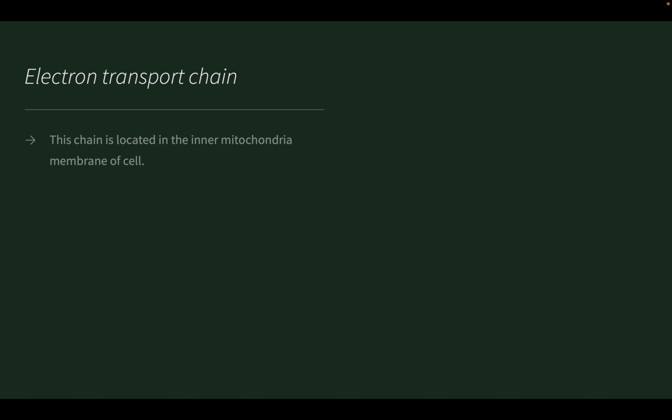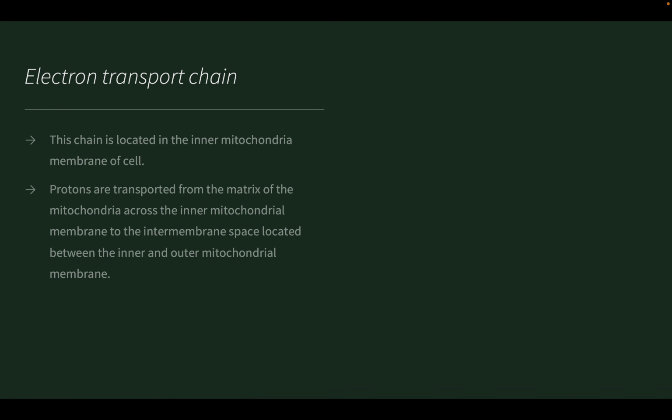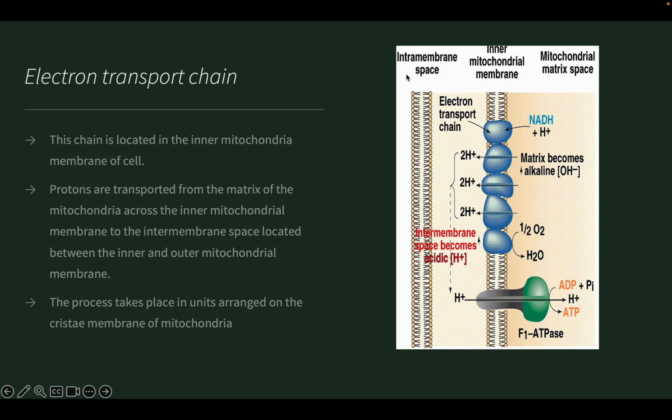So where does it happen? It happens in the inner mitochondrial membrane, near the place where the TCA cycle happens. The protons are transported from the matrix of the mitochondria to the intermembrane space. So here you can see the mitochondrial matrix, the inner mitochondrial membrane, and the intermembrane space.